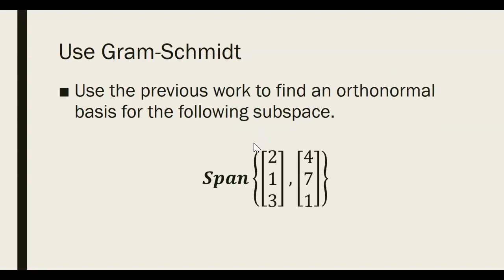So let's do this one, for instance. We have (2, 1, 3) and (4, 7, 1) as a generating set for some subspace. And we actually already have done this problem. We've found an orthogonal set, which is a basis for this subspace. So we're going to go back and look at that and then find an orthonormal basis for this subspace. All right, hopefully that makes sense.